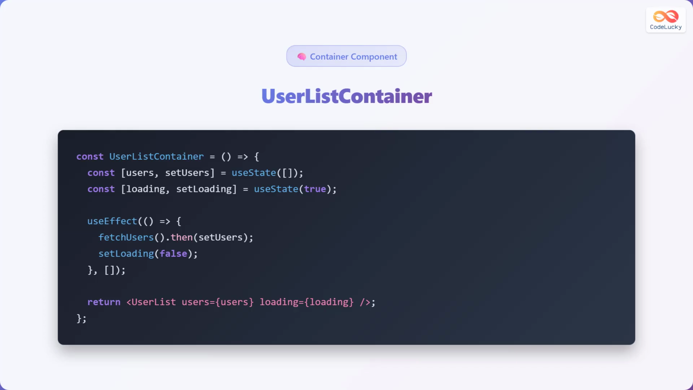Here's an example of a container component called user_list_container. This component uses the useState hook to manage a list of users and a loading state. It uses the useEffect hook to fetch users when the component mounts and then sets the loading state to false. Finally, it renders the user list component, passing the users and loading state as props.